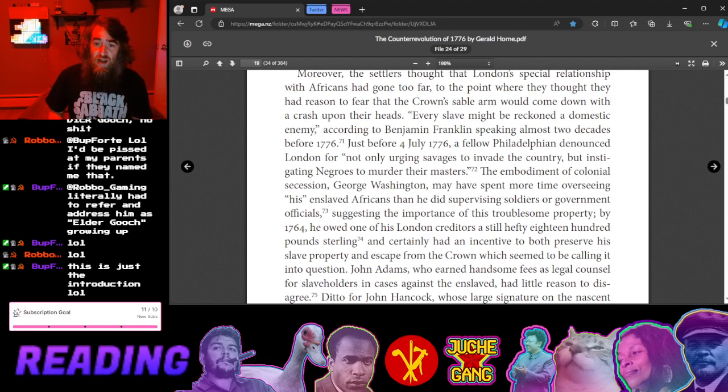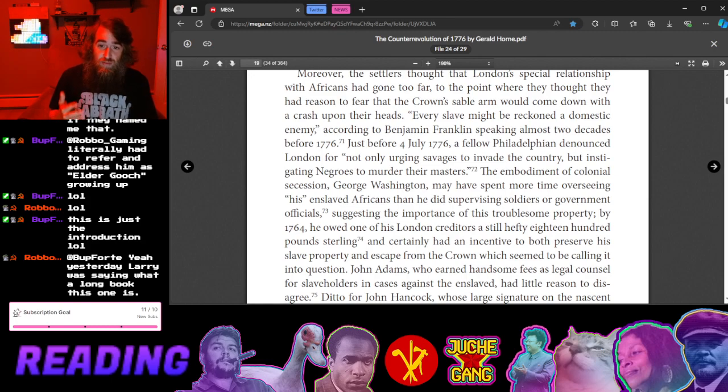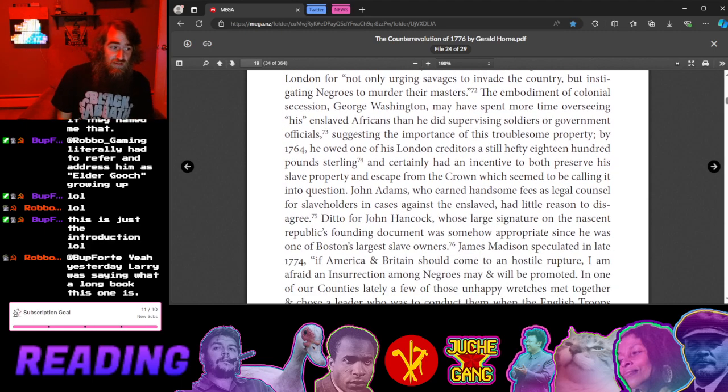Quote, "every slave might be reckoned a domestic enemy," according to Benjamin Franklin, speaking almost 2 decades before 1776. Just before the 4th of July, 1776, a fellow Philadelphian denounced London for, quote, "not only urging savages to invade the country, but instigating Negroes to murder their masters," unquote. The embodiment of colonial secession, George Washington, may have spent more time overseeing his enslaved Africans than he did supervising soldiers or government officials, suggesting the importance of this troublesome property.